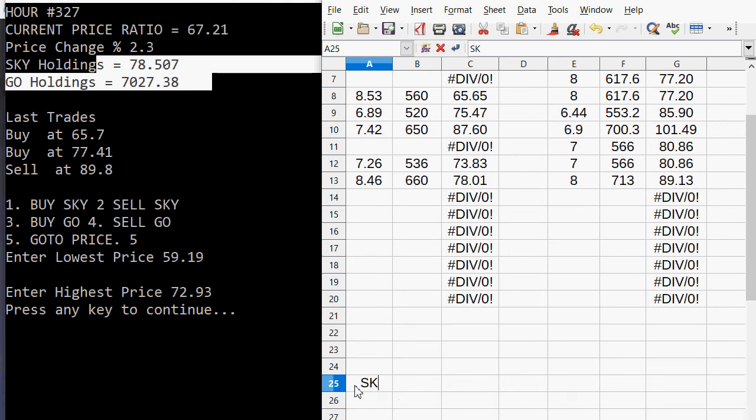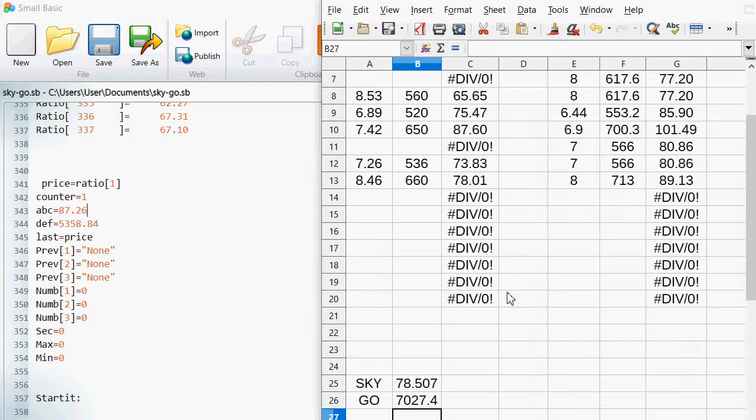So for Sky, it is 78.507. For Go, it is 7027.38. Let's see how the results come into play. Let's close this program. So I started with 87.26. So I actually have less. And 53, 58, 84. Well, that's a lot more when I got 7,000 here. Actually, I got more of both, actually. Yes. No, because this is less of that.